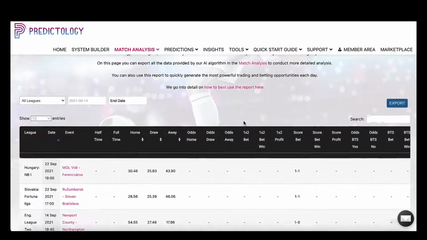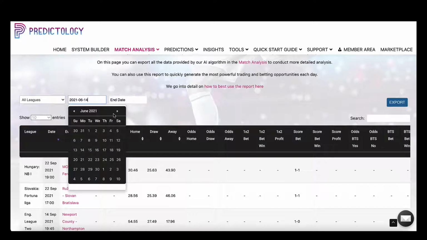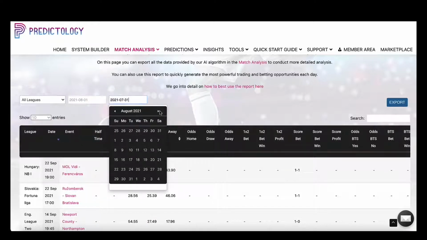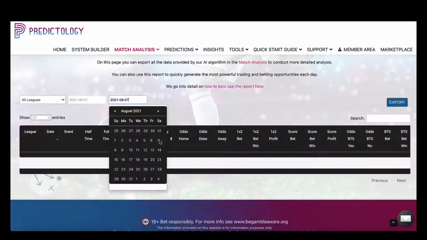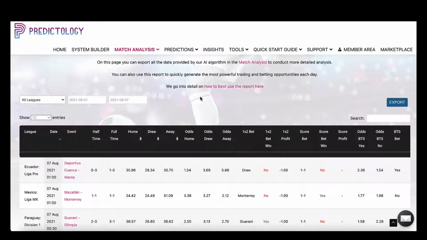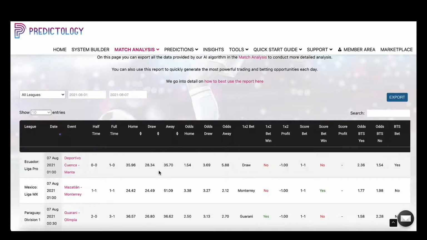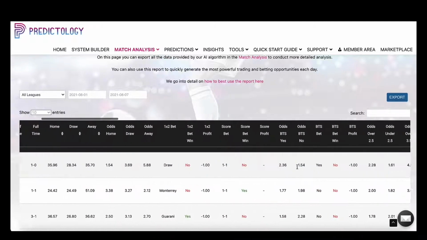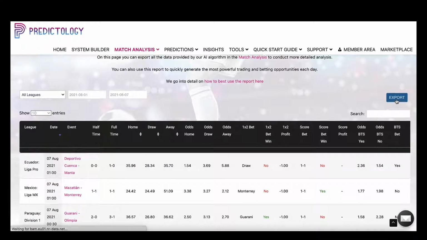But what you can do here is select the date period. So let's just choose the first week of August. As you'll see, this has pulled back a wide range of data here, and for making it easier analysis, you can now export this into Excel.